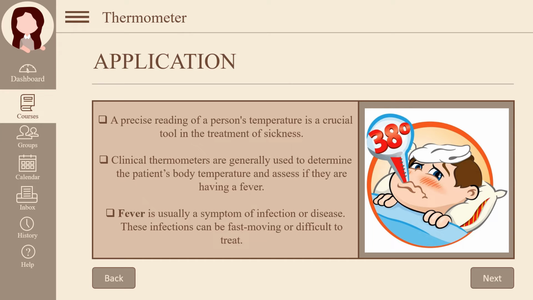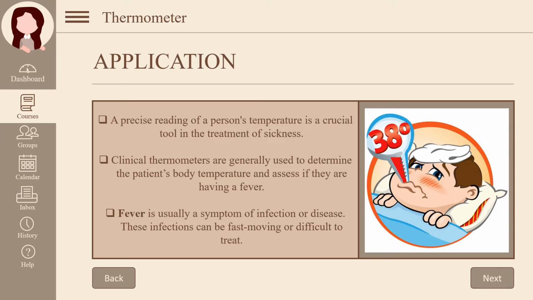For the application of thermometer, a precise reading of a person's temperature is a crucial tool in the treatment of sickness. Thereby, checking body temperature with a thermometer is an easy way to see if a fever is present. Clinical thermometers are generally used to determine the patient's body temperature and assess if they are having a fever.